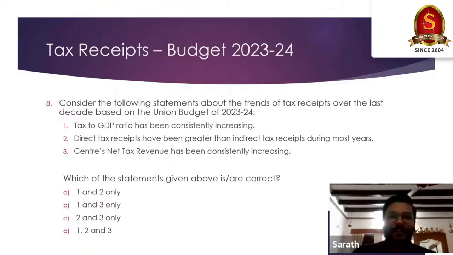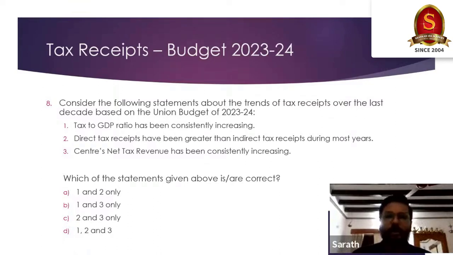Okay, anyway. Consider the following statements about the trends of tax receipts over the last decade based on the Union Budget of 2023-24. Last decade based on the latest data. Tax to GDP ratio has been consistently increasing. What is this concept of tax to GDP ratio?